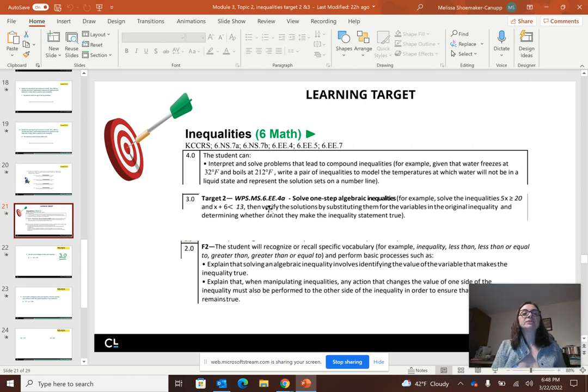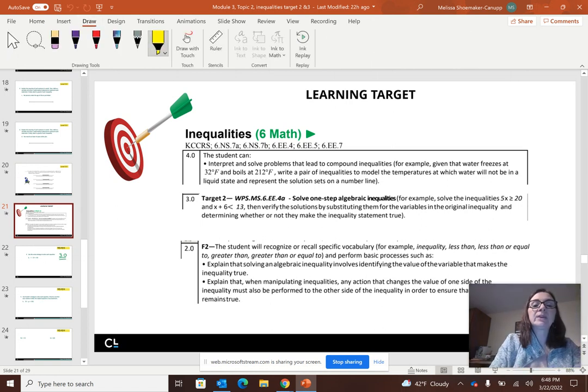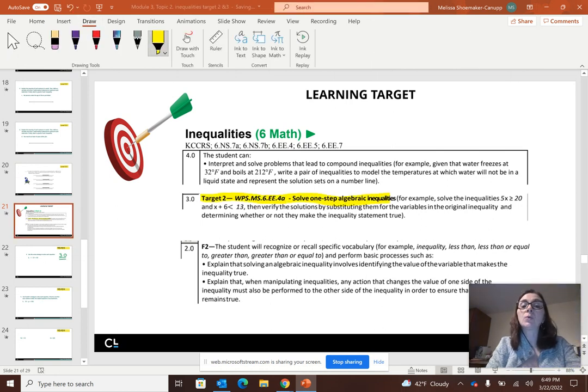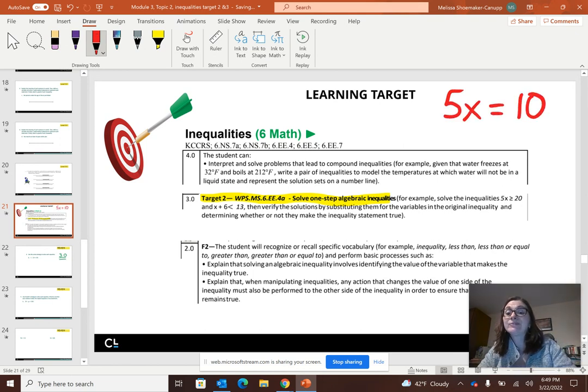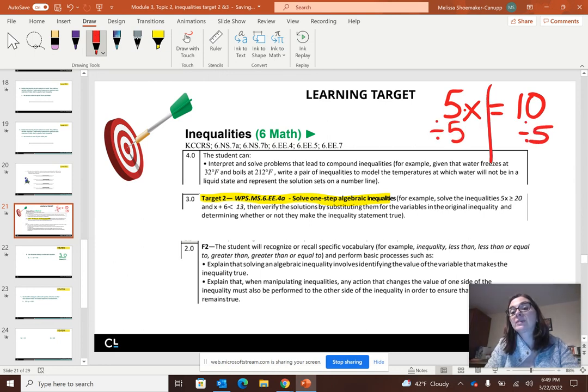This target goes back to what we have done with equations because we're going to solve one-step algebraic equations. That means we're going to take something like this. Okay, we've done this before. We know that the 5 and the x smashed together means multiply, so we would do the opposite and divide by 5. We talked a lot about a teeter-totter to keep it equal. Then we can see that x is going to equal 2 because 10 divided by 5 is 2.